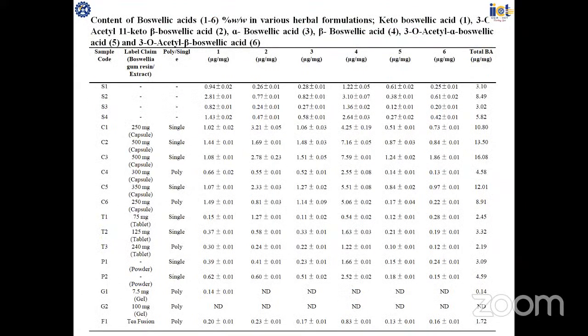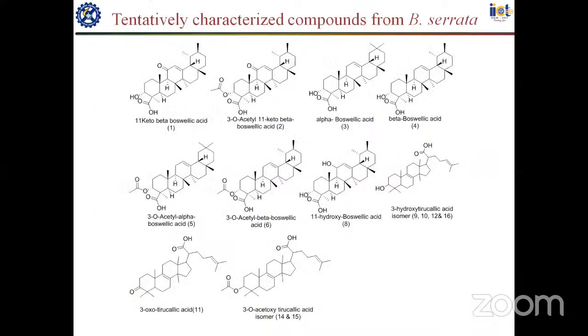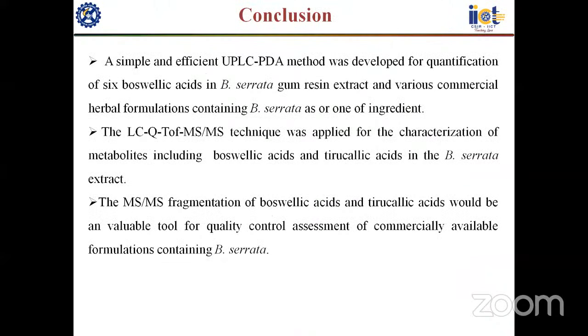So this is the quantification of different formulations like capsule, cream, powder, tea infusion and gel, everything. Here I have just mentioned the values. And tentatively characterized compounds from Boswellia serrata based on the fragmentation pathway, we have identified these compounds in the extract. So finally, this is a simple UPLC PDA method developed for the quantification of 6 markers in the Boswellia serrata gum extract, as well as in various commercial formulations.